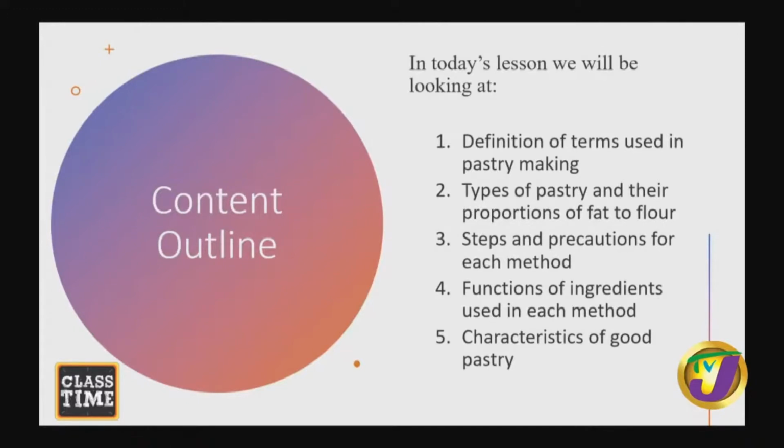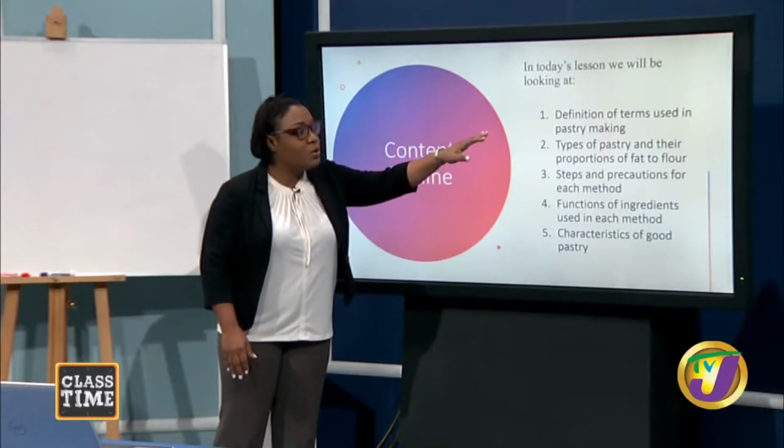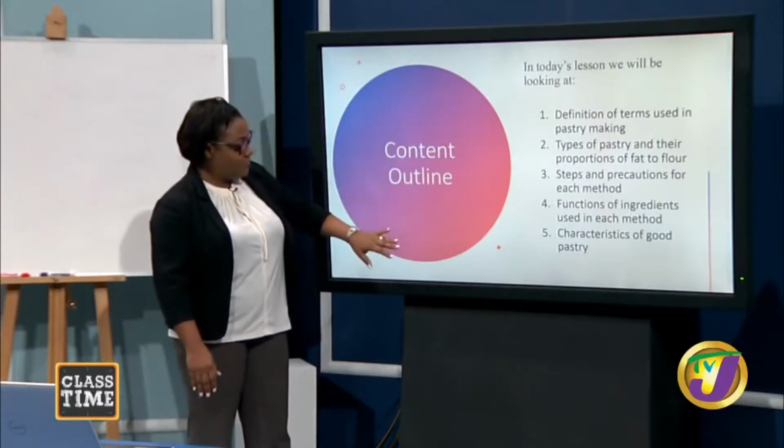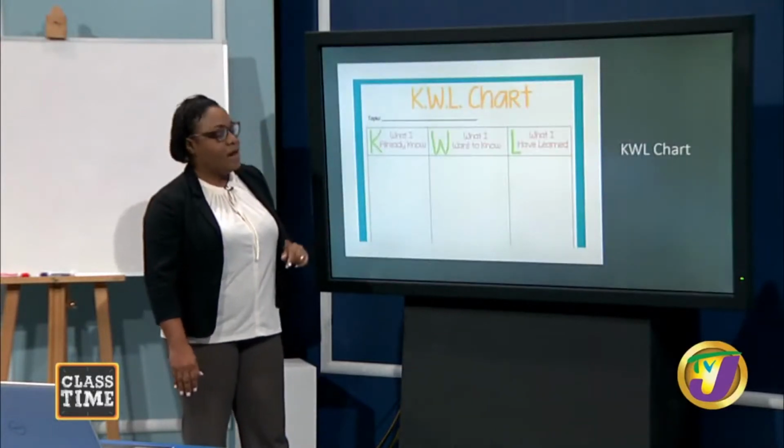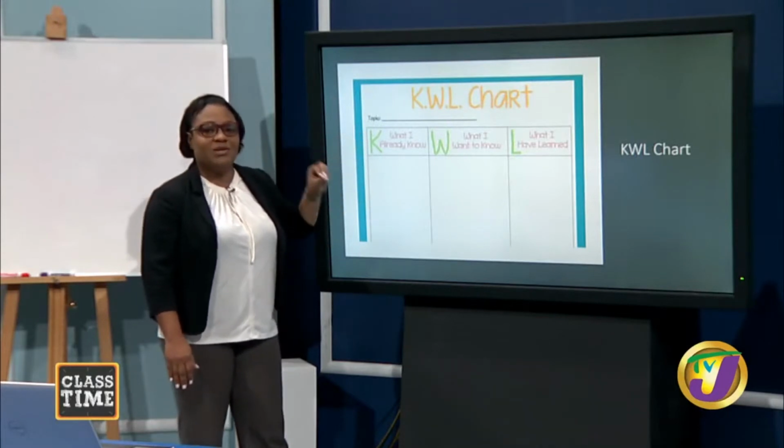And your content outline is basically your subtopics. All right? So this is basically just a repetition. And just for note taking, you can write it like this in your notebooks, and then you're going to complete your KWL chart.